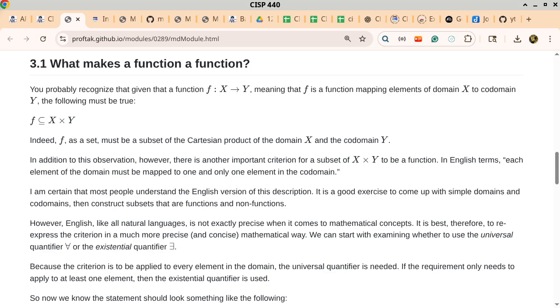What makes a function a function? This is just me playing with the name. It really should have been what makes a set a function. But I just like to kind of play with those phrases. Yep. Go ahead.